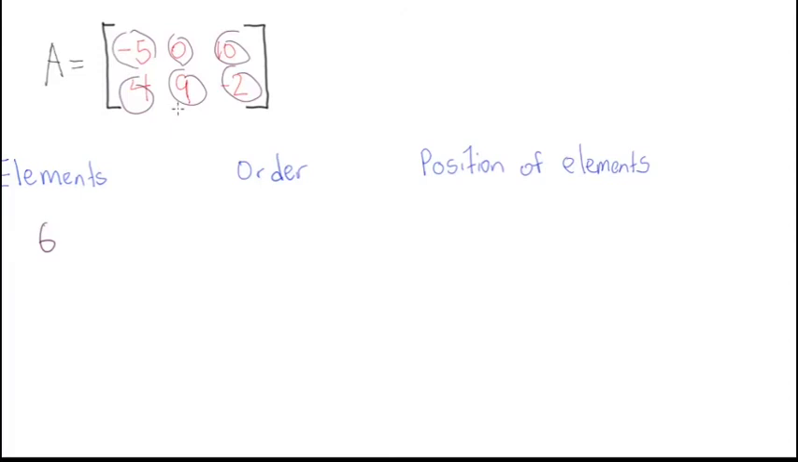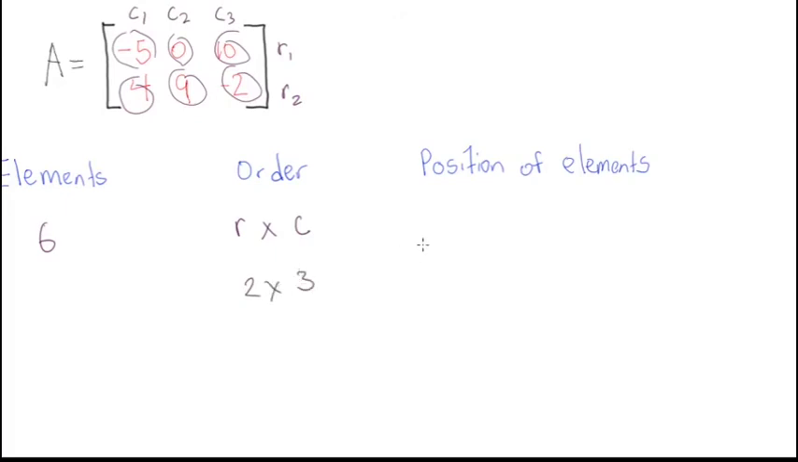As we said before, the order of this matrix would be the number of rows times the number of columns. So we have one row, two rows, one column, two columns, three columns. So it would be a 2 by 3 matrix.